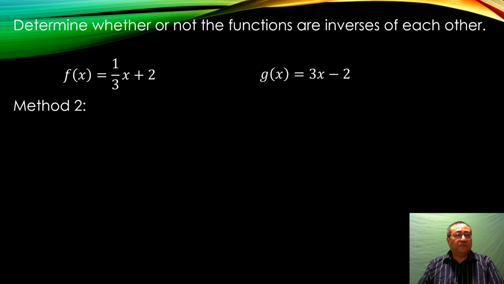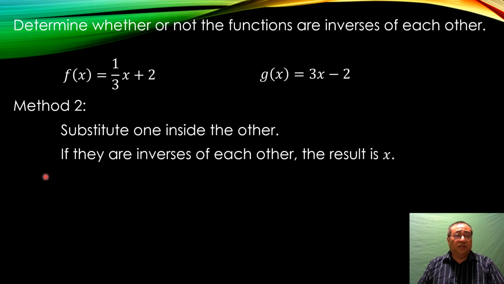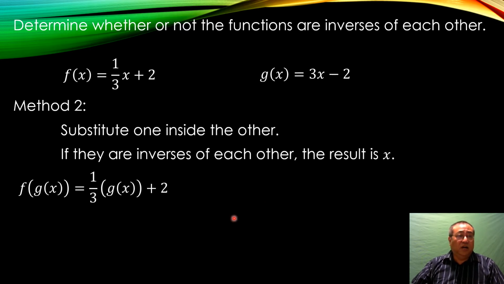All right, method 2. Substitute one inside the other. This is the suggested method, though I don't care which method you use. If they are inverses of each other, the result is x. That means if you put g into f and you get x, they're inverses. All right, so that's what it means.